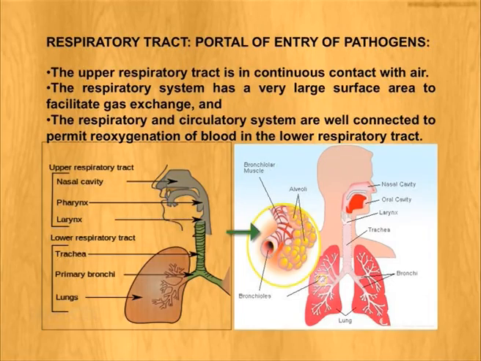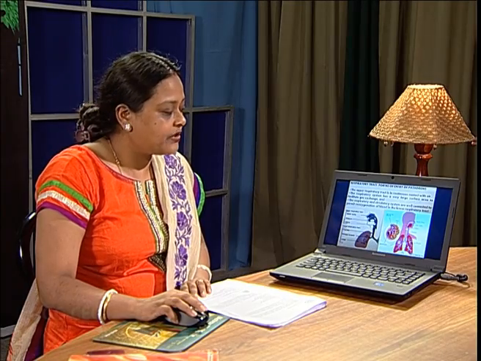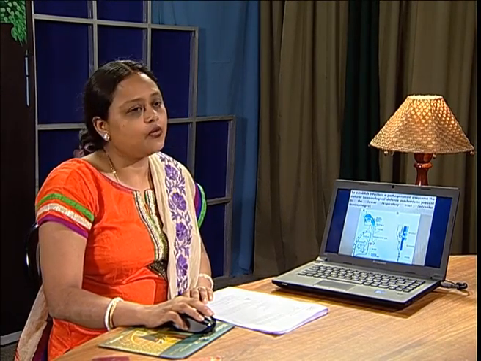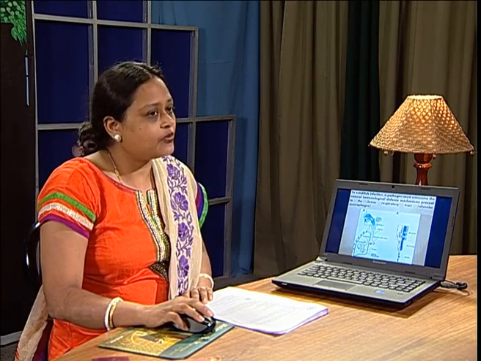Third, the respiratory and circulatory systems are well connected due to the blood detoxification part, and that is why organisms carried in through air can also be transmitted to the bloodstream, so that the infection may not be restricted only to the respiratory tract but may also be systemic in nature, which means it can spread throughout. Now, we have seen how pathogens present in air can be transmitted to the upper and lower respiratory tract by airborne transmission.